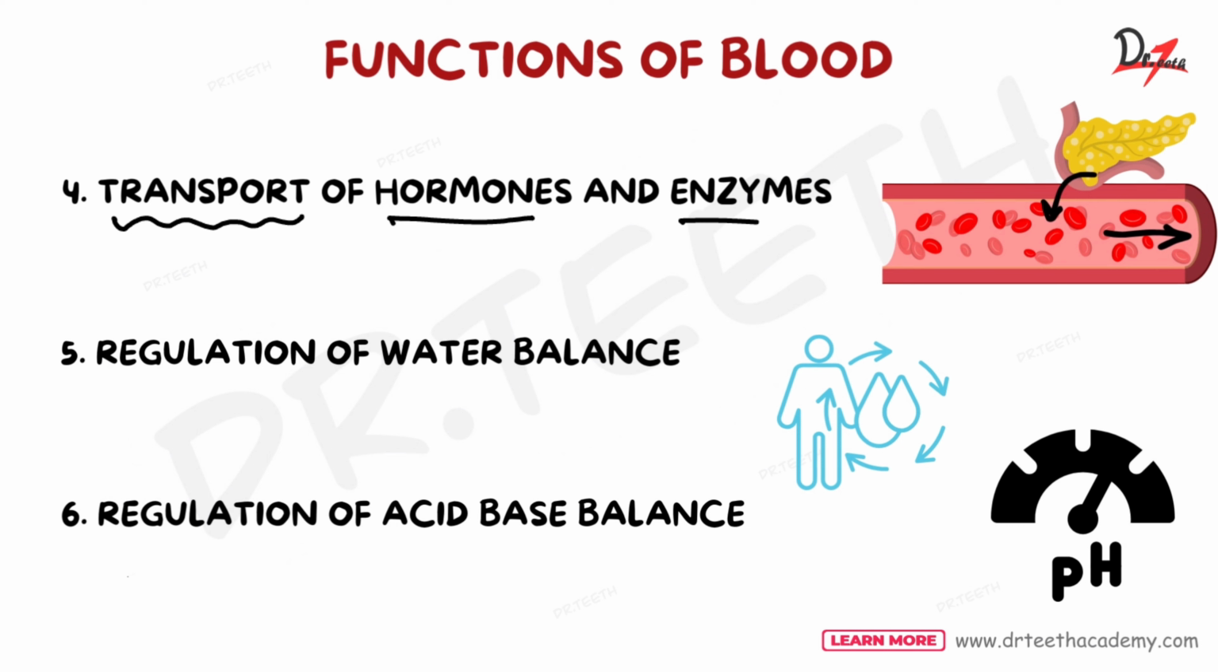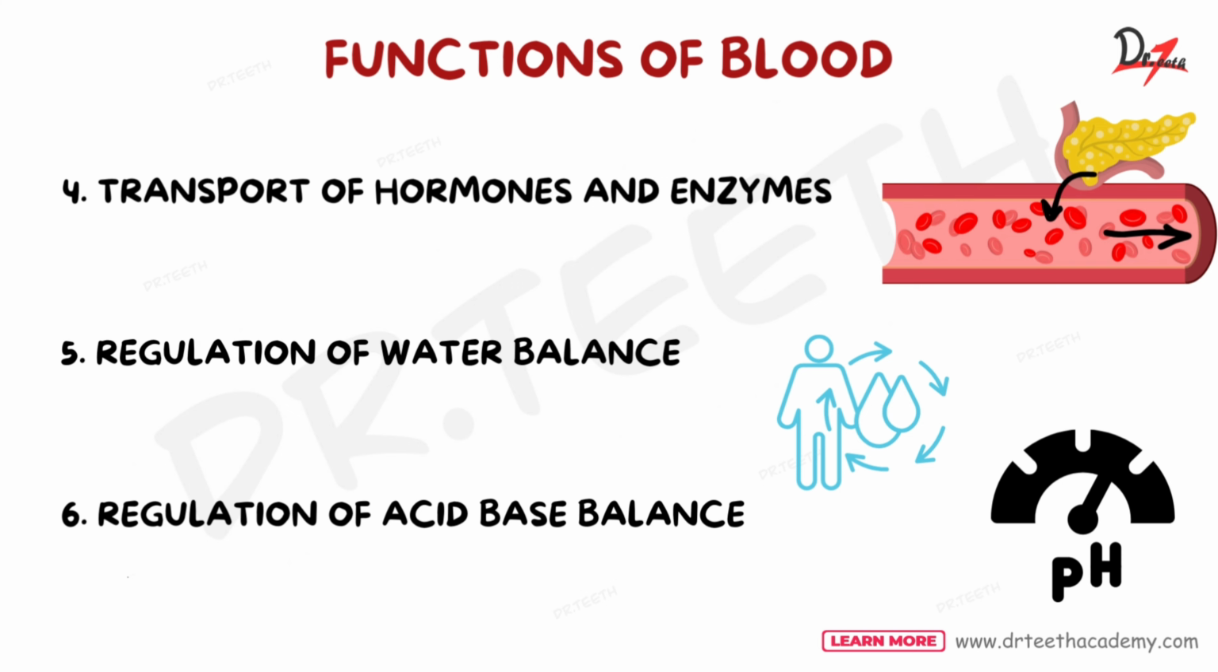Regulation of water balance. The water content of blood is freely interchangeable with interstitial fluid. This helps in regulation of the water content of the body. Maintenance of normal pH is necessary for all the reactions in the body to occur properly. Blood plays an important role here as well. Regulation of acid-base balance. The plasma protein and hemoglobin act as buffers and help in the regulation of acid-base balance.